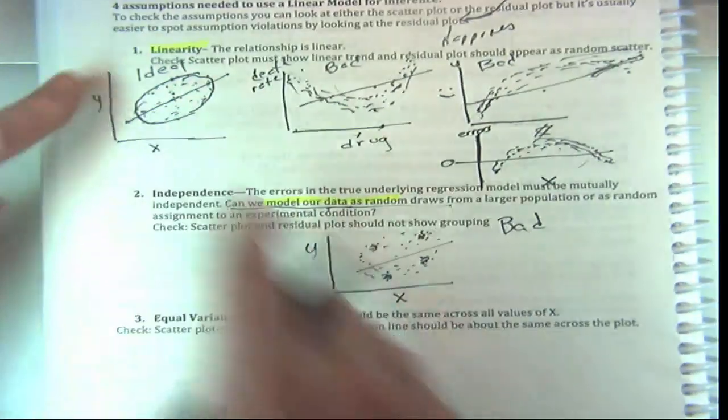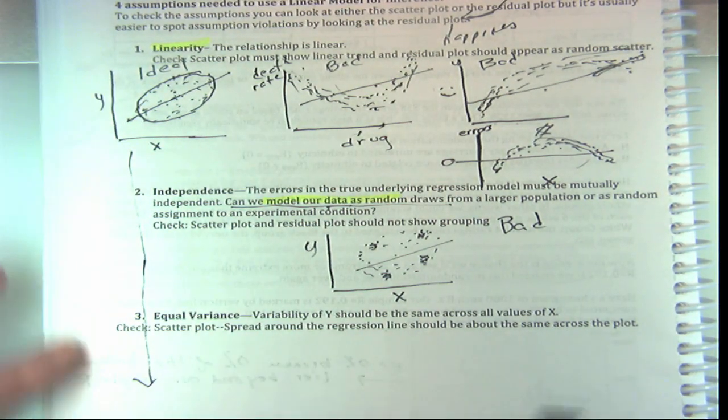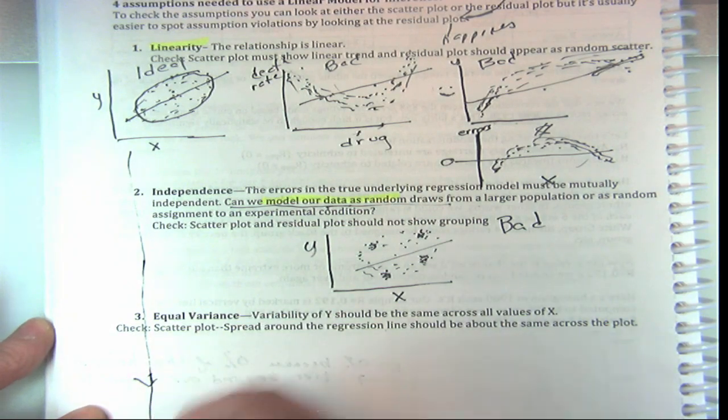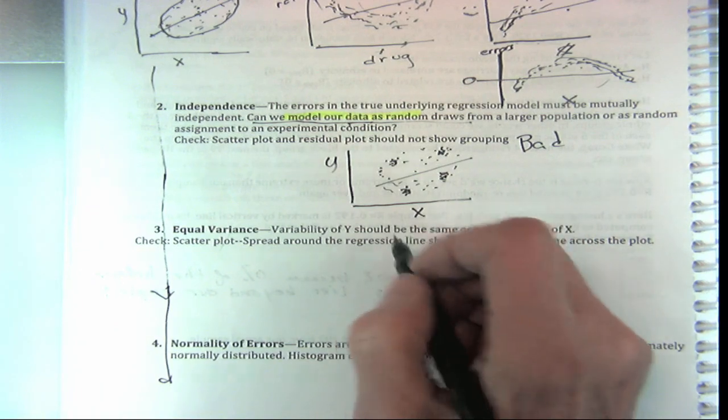These are all bad. Ideal, just remember the ideal. We'll just draw the ideal all the way down. This is the ideal, so we don't have to redraw it. So I'm just going to show you the bad things.